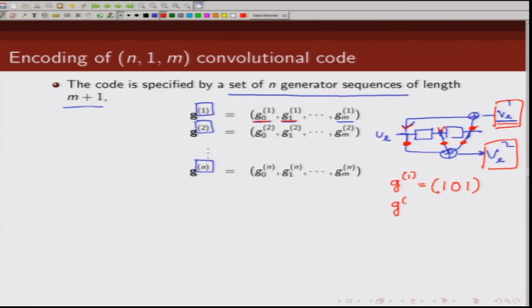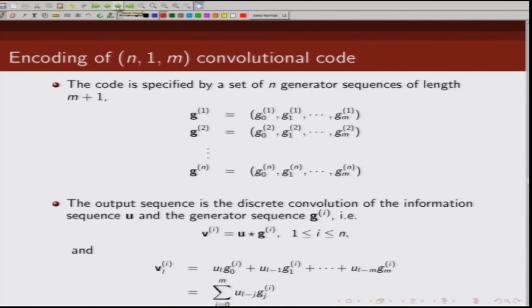Similarly, g2 will be 1 1 1, because ul, ul minus 1 and ul minus 2 are all participating in the output coded sequence. Okay. So, if I specify these generator sequences, then my convolutional code is completely specified.